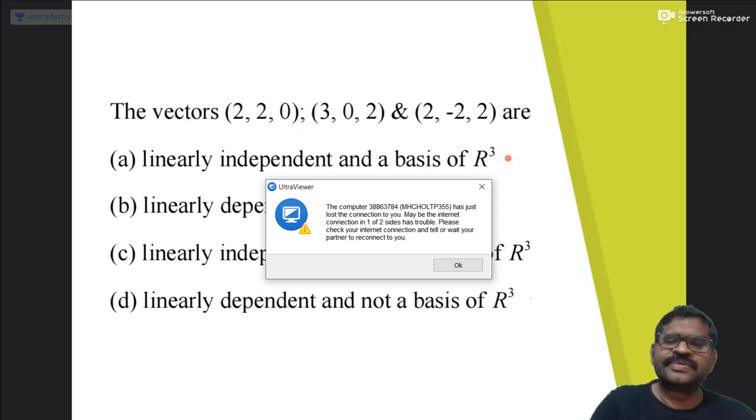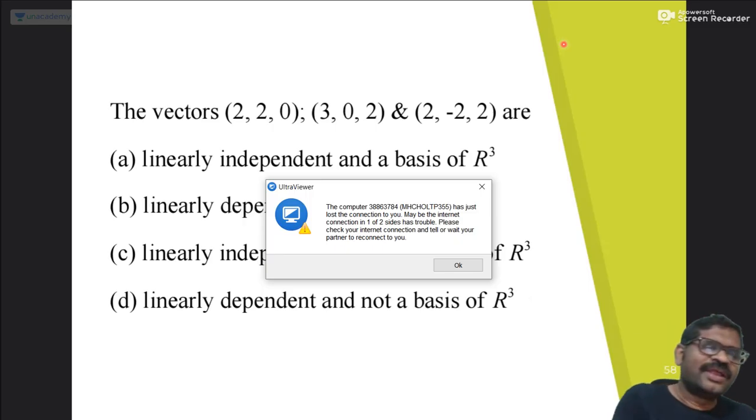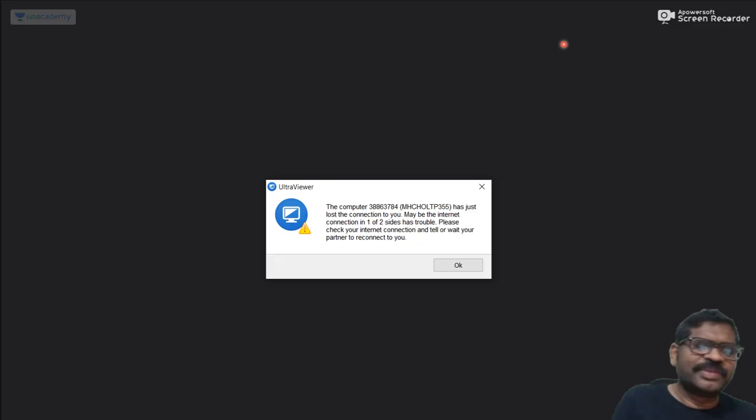Very good. The vectors 220, 302, 2 minus 2 2 are linearly independent and basis of R cube, or linearly dependent and basis. Which one you have to identify? How to identify? Very simple. Just calculate the determinant, or rank, whatever it may be.